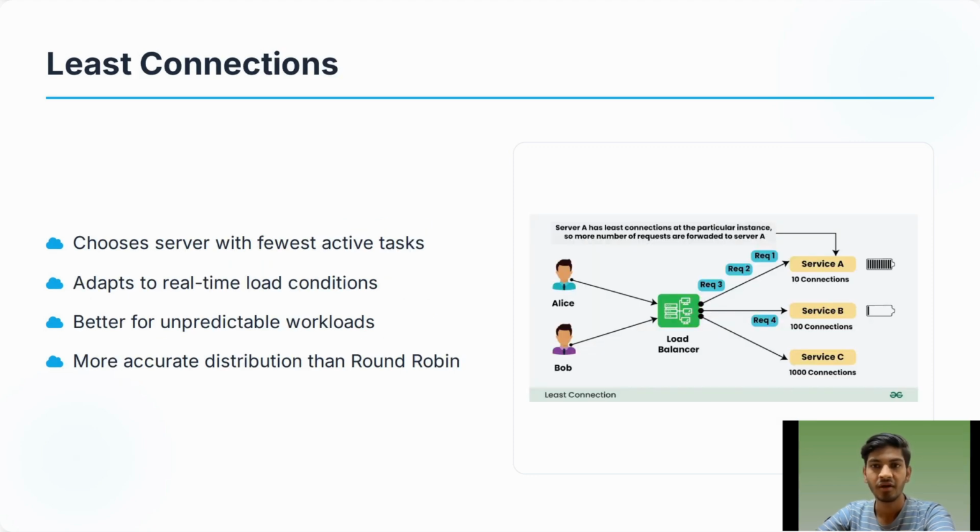Least connections is a smarter and more adaptive strategy. Instead of distributing blindly, it checks how many active requests each server is handling. Then it sends the next request to the server with the fewest active connections. This balances the load more accurately and ensures no single server becomes a bottleneck, especially when some requests are heavier than others.